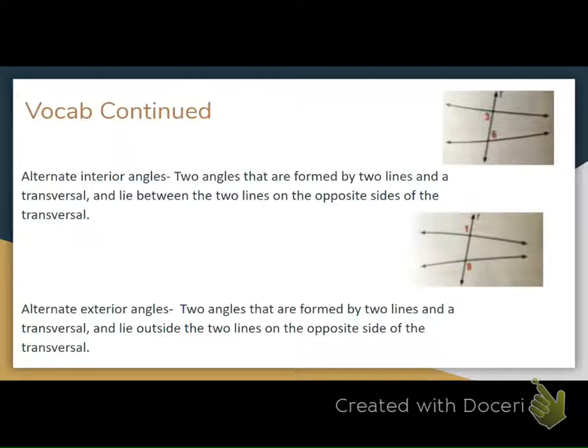Down here, you have alternate exterior. Exterior is outside the lines. So you see we have one out here. Again, alternate, opposite sides. These two would also count. And then we have one more vocab word.